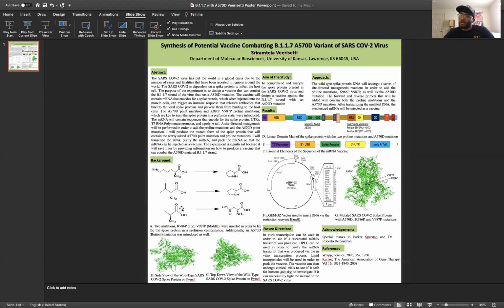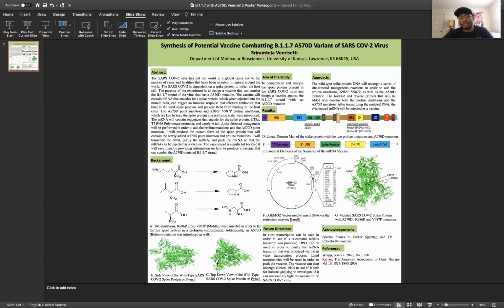So I'm going to direct you to the background right here. In the background, it's important to see that we are introducing three mutations via site-directed mutagenesis. The first is the lysine to proline mutation. The second is the valine to proline mutation. And the third and final one that we're going to introduce is the alanine to aspartic acid mutation. It's important to understand that we introduce these two proline mutations because they produce the spike protein in its most antigenic form. And that is exactly what we want it to be.